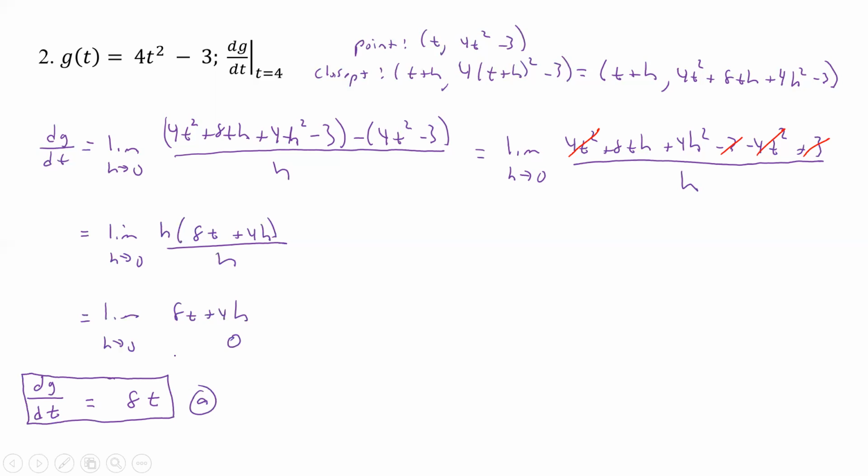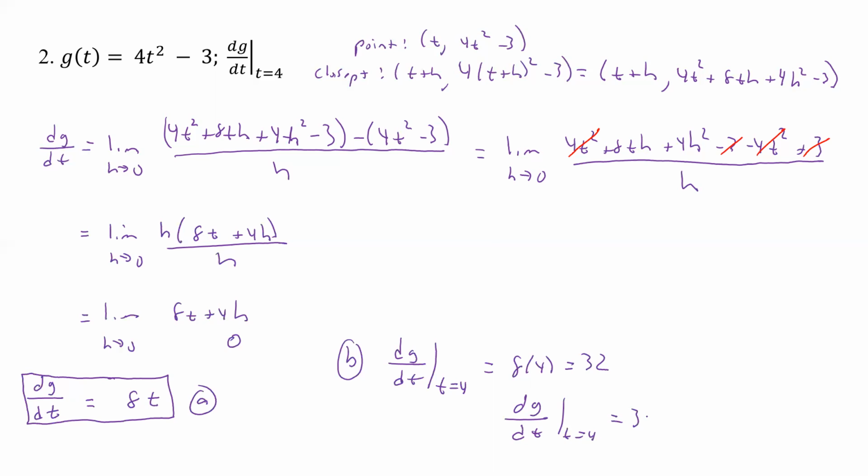Okay, now they say evaluate that at t equals 4. So now we say, okay, well, B is going to be dg dt at t equals 4. And so that's going to be 8 times 4. So that's going to give us 32. So dg dt at t equals 4 equals 32. And so that is our solution to that part of the question. So we did our algebraic way to get to our limit for our derivative, and then we evaluated that derivative at 4 and found the value of 32. All right, so let's stop there and come back for more.